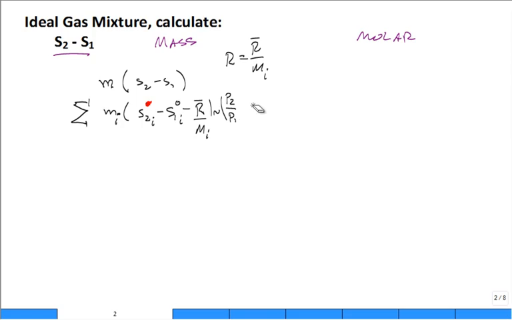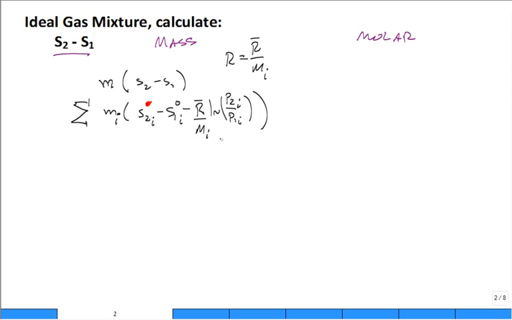This is where I need to be careful. I need to put a P2I and a P1I. And that'll take a little bit of work, and I'm going to solve a problem where I have to work through that. Okay? So it's like initial state 1. I need to find the pressure or the partial pressure of that component.